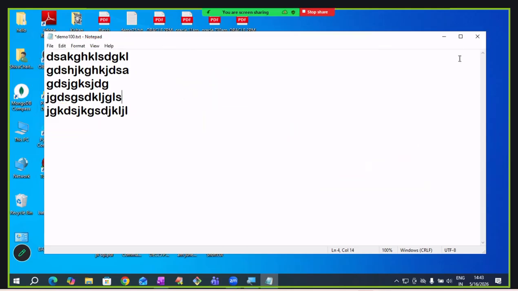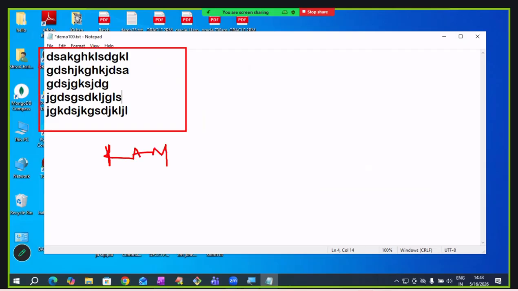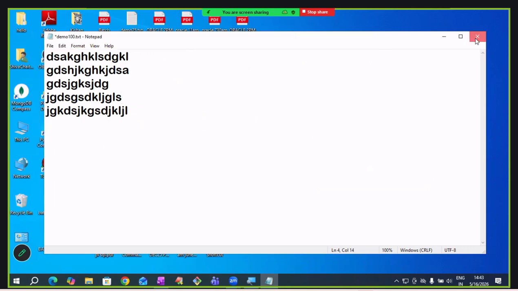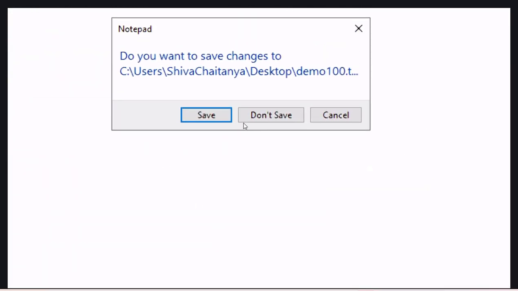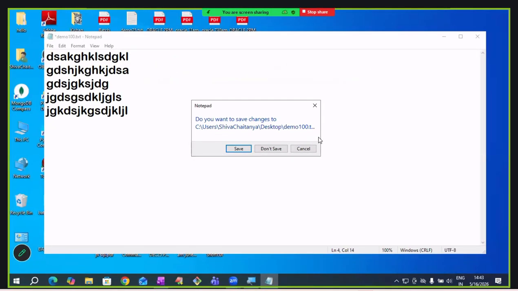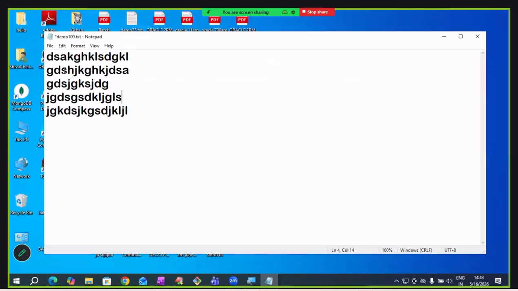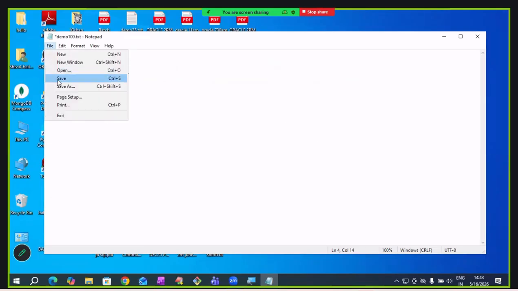Okay. So if I close this window, observe here, I entered data here. This data is stored in RAM. I'm closing this window. It is asking, do you want to save changes to demo 100.txt? It is asking, observe, because it is not saved. You lose the data. That is why it is giving a warning. If you want to save this data, you use the save option.